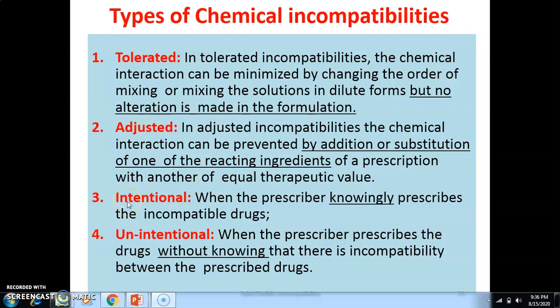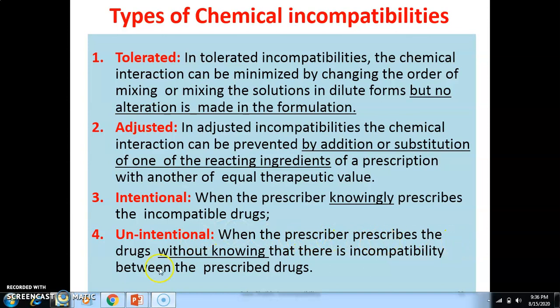Next is intentional incompatibility. Intentional means when the prescriber, that is the doctor, knowingly prescribes incompatible drugs. The doctor knowingly gives such incompatibilities because in some cases, such as poisoning cases, the doctor needs precipitation in the product, so they give this intentional incompatibility in the prescription.